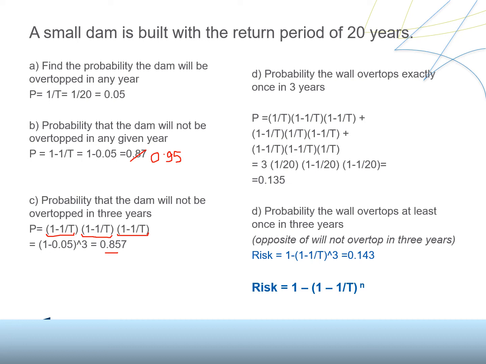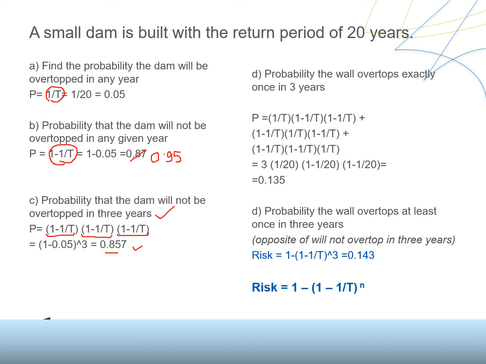Now next one is probably the wall overtops exactly once in 3 years. So we have these two things here. One is the probability of overtopping and the probability of not overtopping, right? So these are the two options. So either will overtop or it will not overtop, right? So here in this example we have not overtopping in 3 consecutive years. So that is how we calculate the probability.